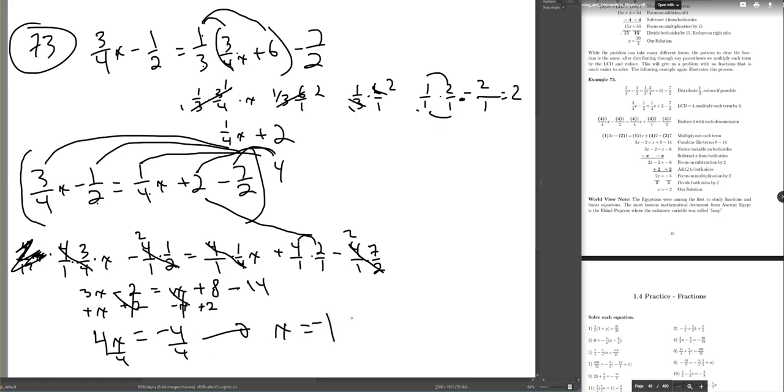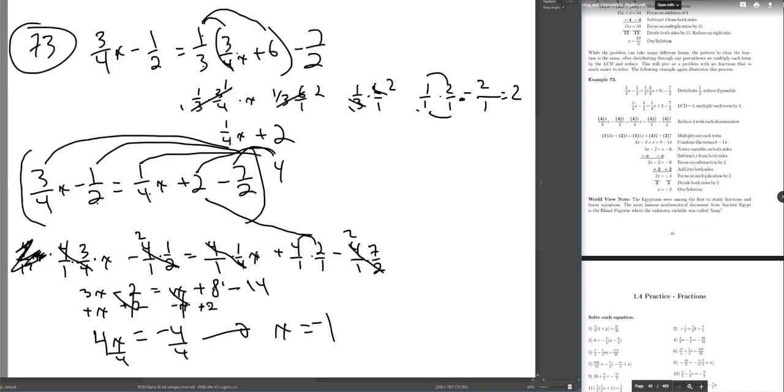Is that the solution? They get minus 2. What did I do wrong? Where did I screw up? Was there an x here that I forgot? Yes. No. 8 plus 2. I get minus 6. 6 is minus 4. Oh, what did I do there? Oh, look what I did.